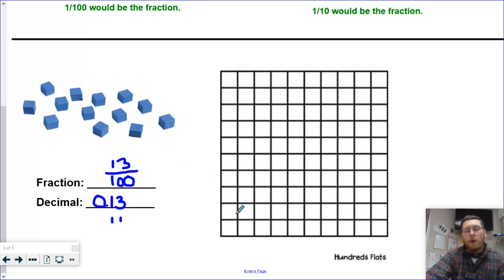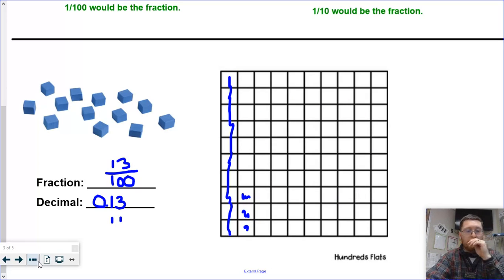Now I have to color in 13 of these. I know that one long is this right here, so I'm going to color in this whole thing. That's 10, and then I need 3 more: 1, 2, 3. Now I've colored in 10 plus 3, which is 13 out of the total 100.